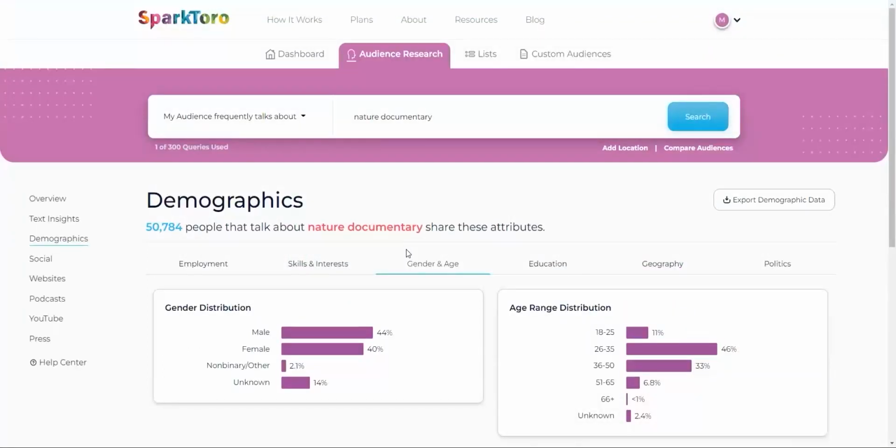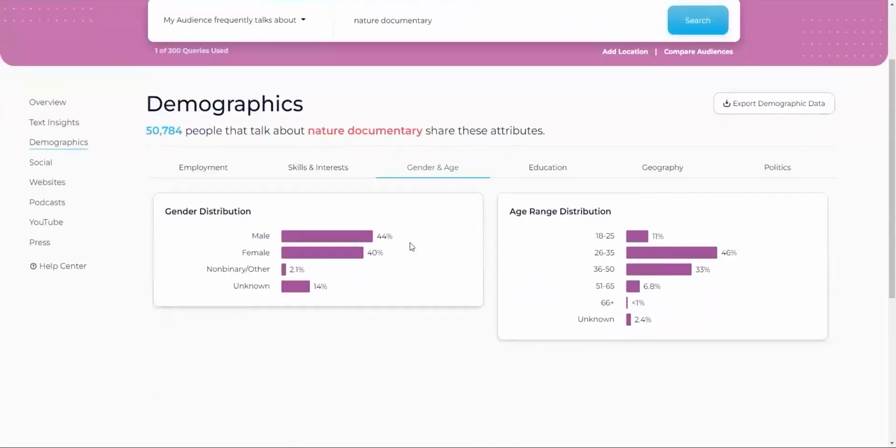Now, gender and age are pretty reliable. In this case, we see that it's basically 50-50 male and female. Same goes for the age range. That's a very interesting one. In this case, we're seeing that it's a younger generation that's into nature documentary films. So 26 to 35 would be the primary audience, 36 to 50 the secondary audience. If it was me, I would go with 26 to 45 in that case.